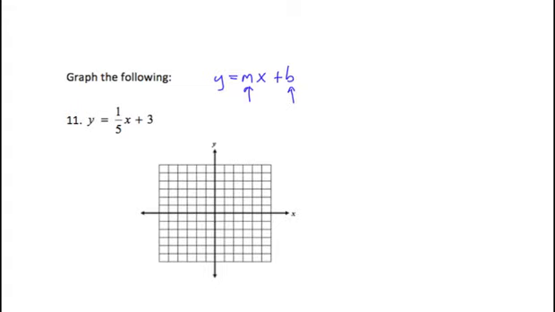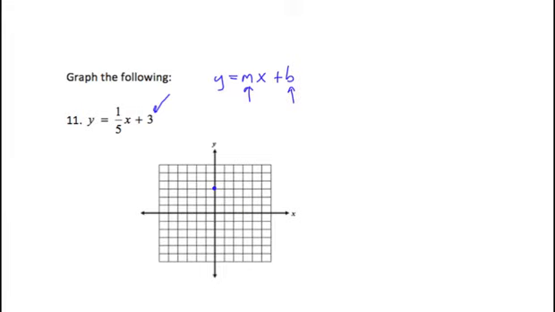So if I want to graph this, I'll first start with the y-intercept, the point where this equation is going to cross the y-axis, and you'll notice the y-intercept of our equation here is just positive 3. So I'd come up 1, 2, 3. There's the point where this line is going to cross the y-axis.